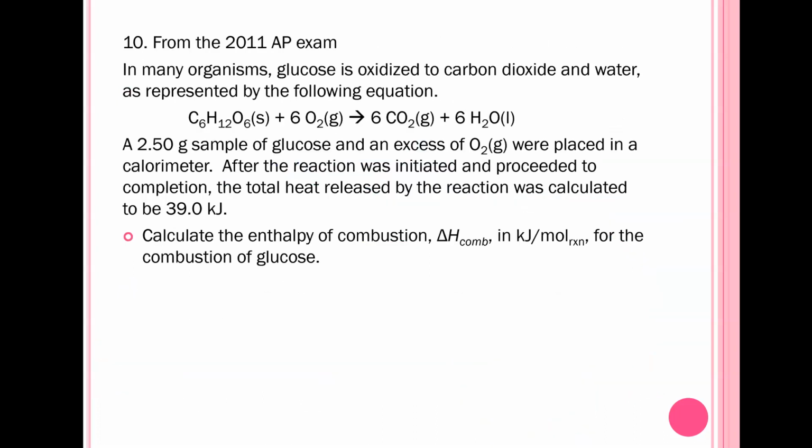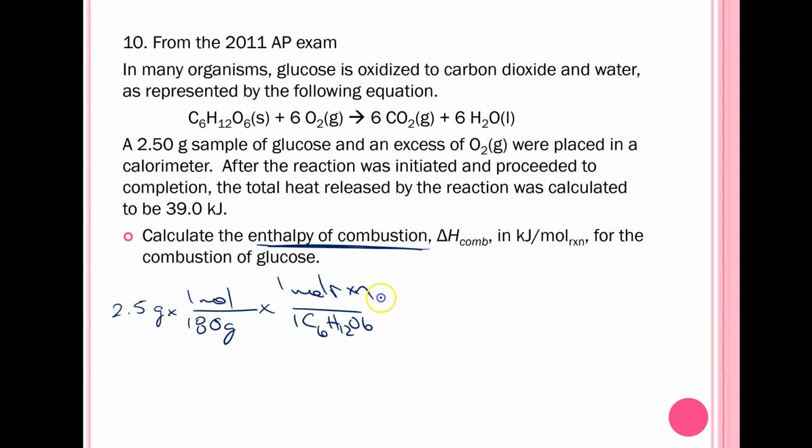So for this problem, glucose is oxidized to carbon dioxide and water, and it produces heat. That's why you're warm-blooded. I want you to calculate the enthalpy of combustion given all this information in the data. So I would start the same way we've been doing all along. I would start with that 2.5 grams. First thing I would do is change it into moles. It's 180. And then according to the balanced equation, there is 1 C6H12O6 for 1 mole of reaction. 1 mole of reaction is X kilojoules. And then here we're going to put in 39 kilojoules.